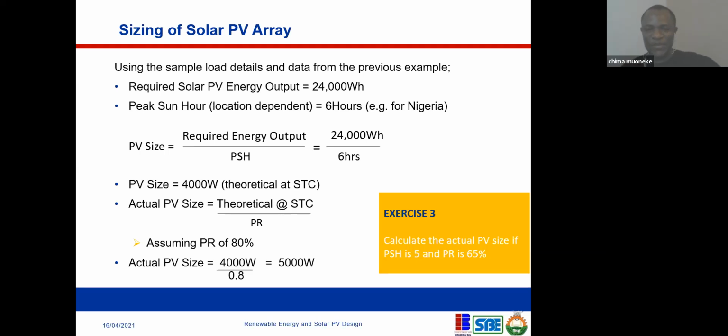That will be the size of the PV that we'll need if the peak sun hour has dropped to 5 and our performance ratio has dropped to 65. What that means is that we'll actually need a higher PV array to be able to give us this same load. So you can see how these things affect the size of your system. Your performance ratio has a way of affecting the size of your design. Your peak sun hour too. All of these things come together to affect your actual PV design or size. So it's good we understand how to play around with all of these formulas and parameters.